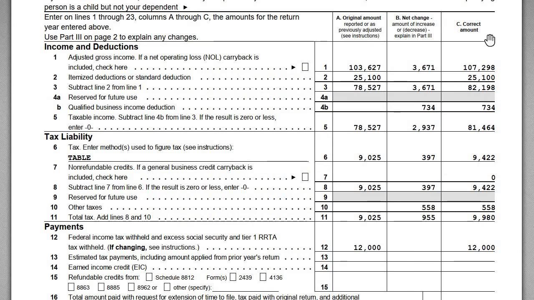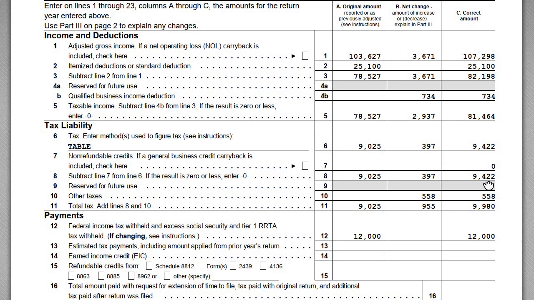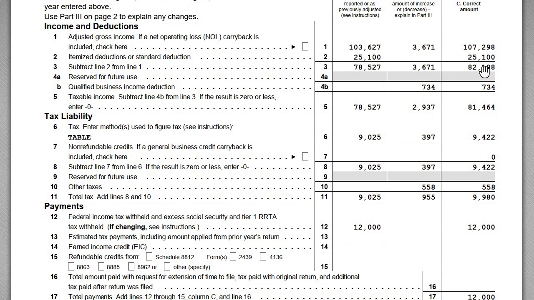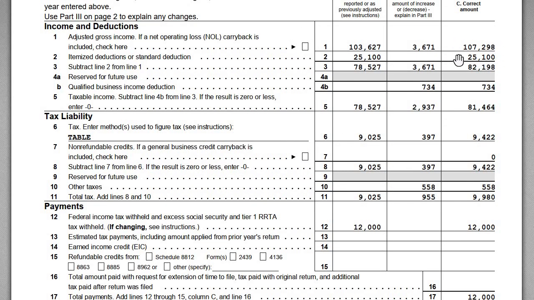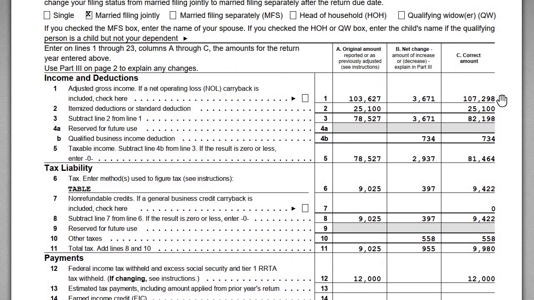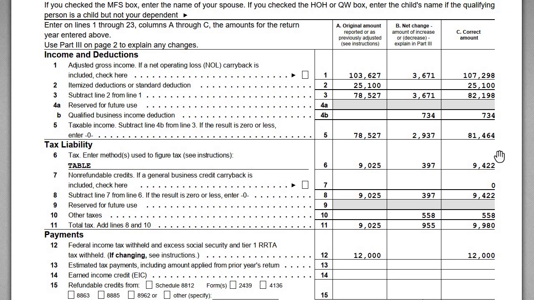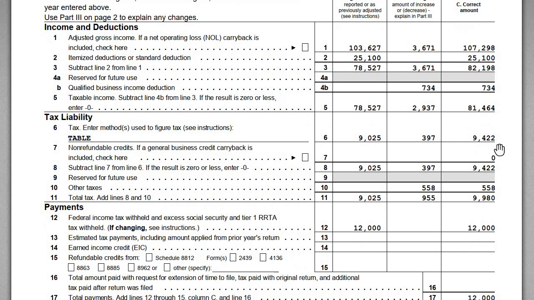Okay, then the correct amount here is obviously the corrected numbers, right? So if we look at our amended 1040 here, we have updated AGI. We have the same standard deduction, right? So we have updated AGI of $107,298. We have the same standard deduction. Here on line 4B, we now have a qualified business income deduction, $734, that's good. And then we have the updated tax number.